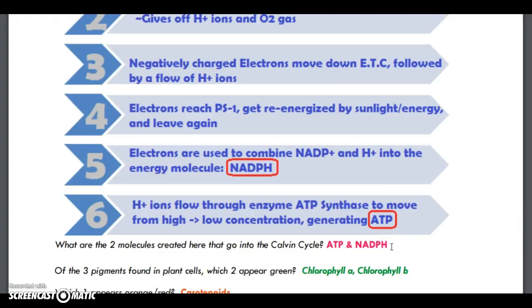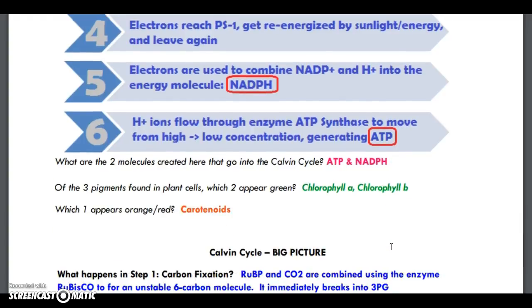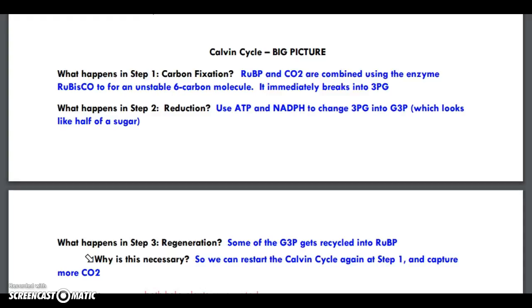And then there are pigments also involved in those photosystems. We have chlorophyll A and B, which are green, and then we have carotenoids, which are orange. The reason we have 3 different pigments is because they all absorb different wavelengths of light. So when you use chlorophyll A, chlorophyll B, and carotenoids, you extend into the growing season for plants. They can absorb a lot more different types of light. So that's the first half of photosynthesis.